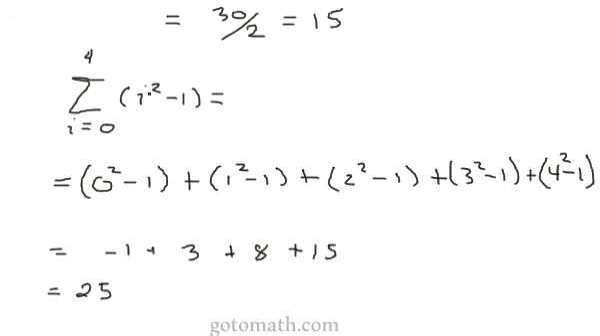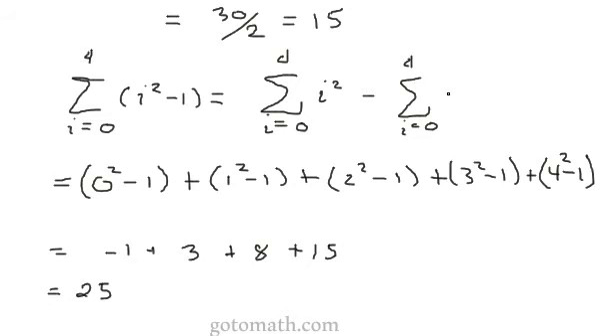That's okay. We're going to break this up into two pieces because of the properties of summation notation. The properties are we can break this up. This is the sum of i squared minus the sum of i going from 0 to 4, and I think I just noticed something, but that's okay, and then minus 1.